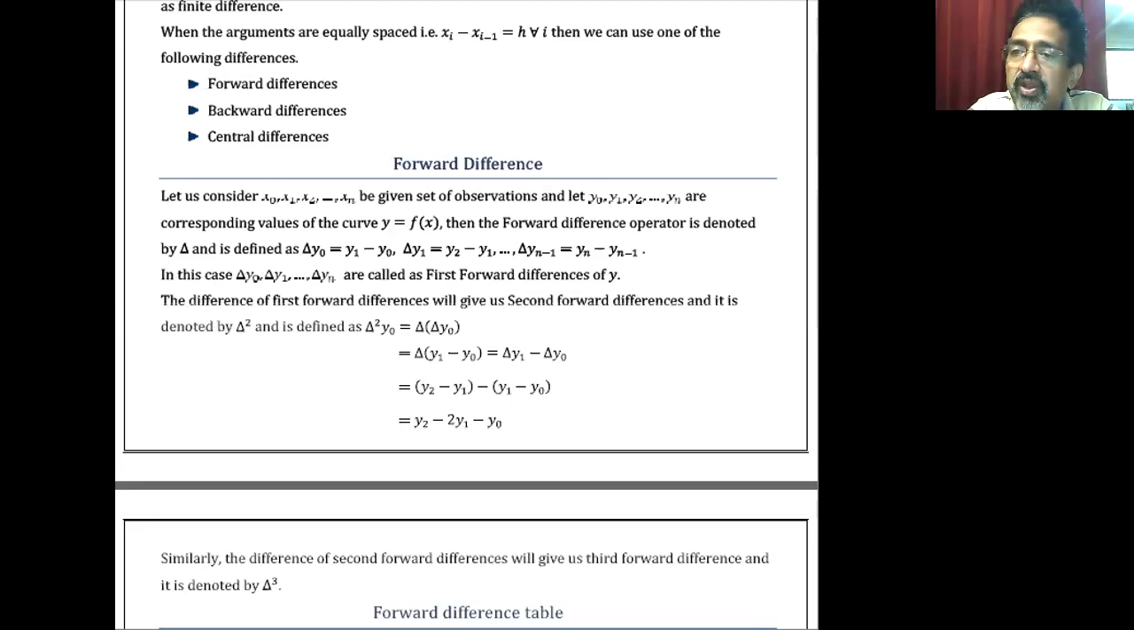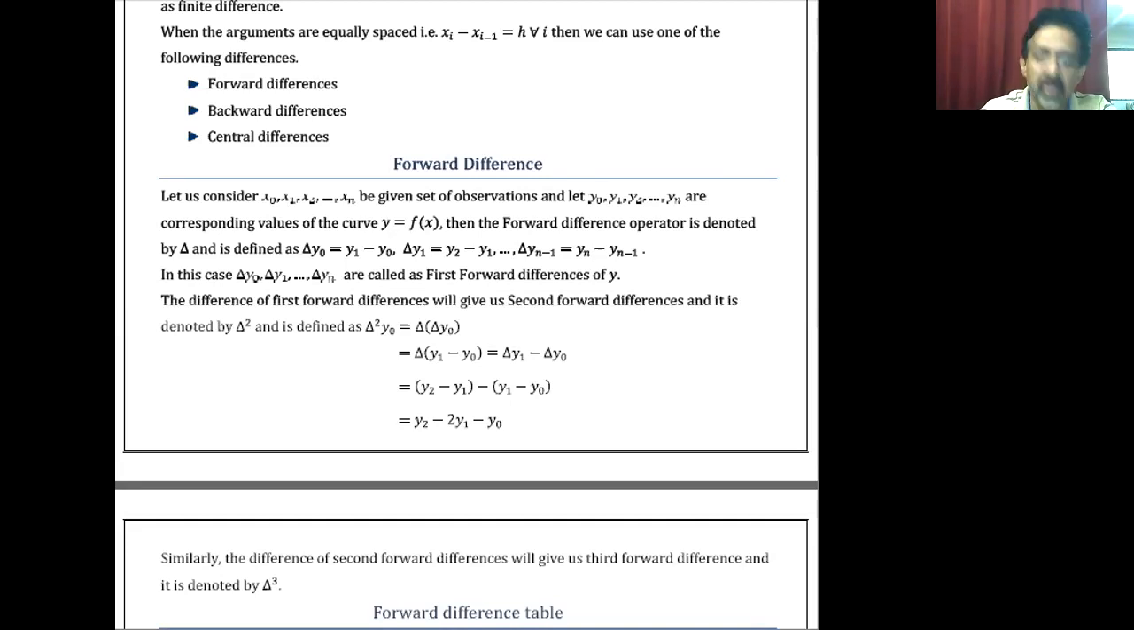Basically, what is del squared of y0? It is the difference of first order differences. That gives me the second order difference. Likewise, I can define del cube of y0. What will that be? Difference of second order differences. That gives me the third order difference. So like that, I can define higher order differences, right?